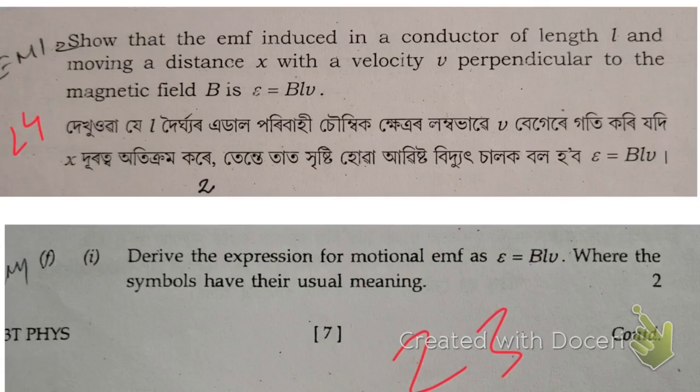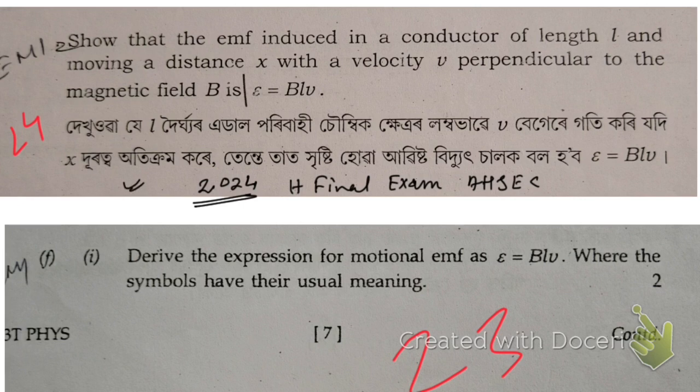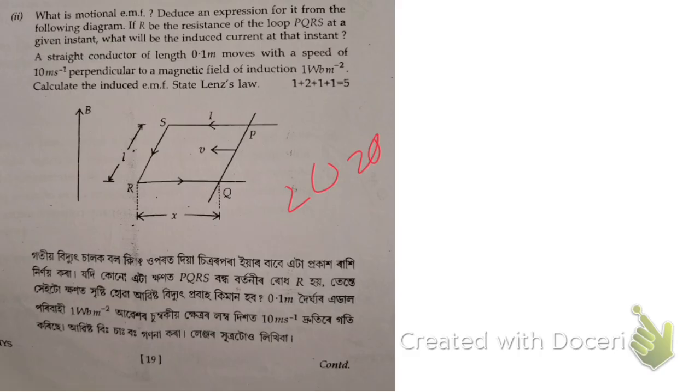This is a paper cutting of the 2024 question paper of the AHS final exam under the Assam Higher Secondary Education Council. This was asked in 2024 also, the same question, you can see clearly. It was asked in 2023 also, and this was asked in 2020 also, the same question. Here in this diagram, the magnetic field is given in this direction.